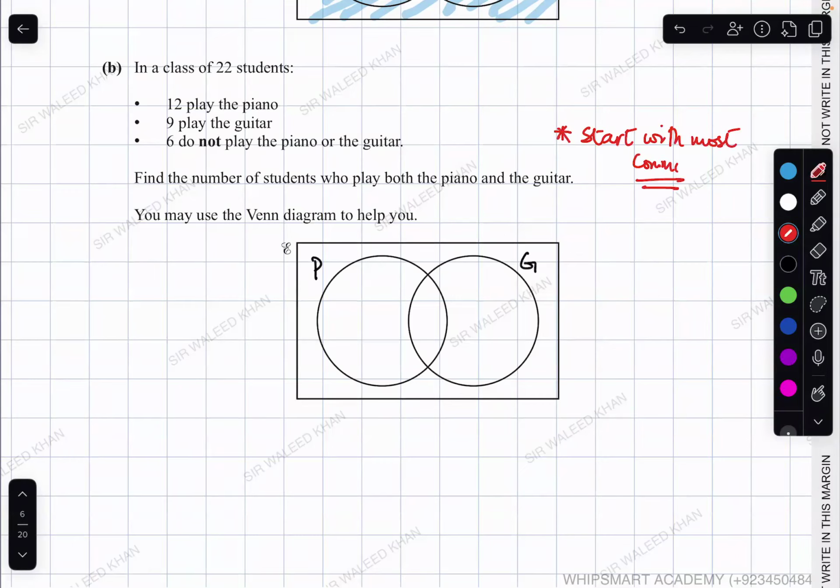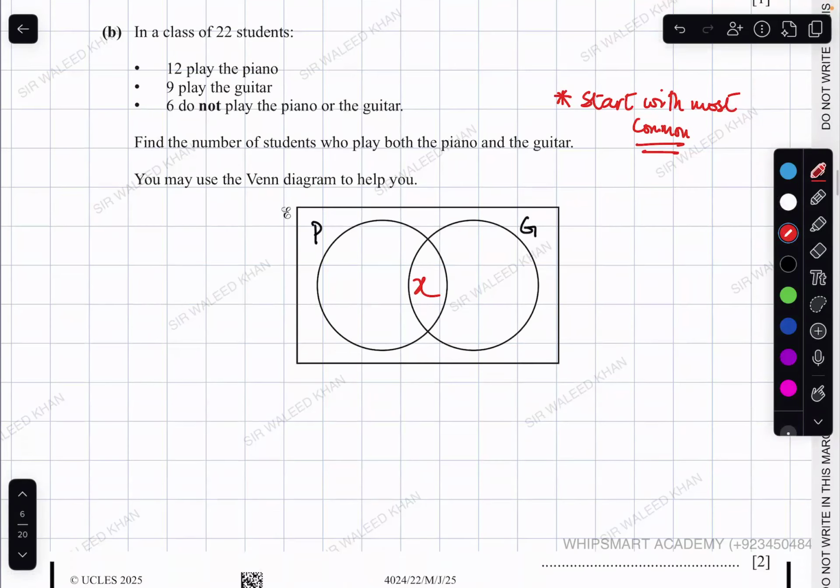Amar, where should I start from? Okay, Mahim, you tell me, where should I start from? The ones that don't play the piano or the guitar. The most common. Isn't this the region? The most common one? Yes. Who plays both? Is there any information given to us? No. So can I consider that to be X? Yes. Okay. Now let's fill out the information.